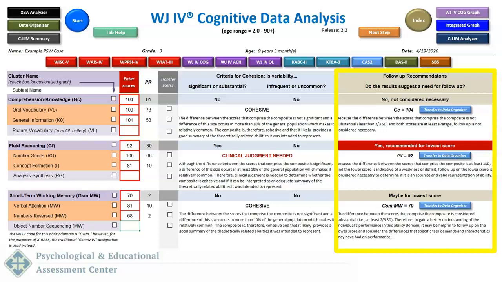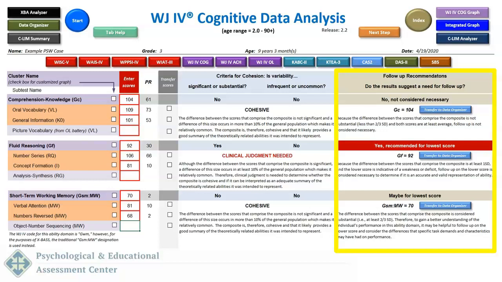The authors note that determination of whether follow-up assessment may be necessary is made irrespective of composite cohesion. This means that it depends on the professional judgment of the examiner and whether they determine the composite is representative of the individual's skills given all of the data. So what is the examiner required to do?